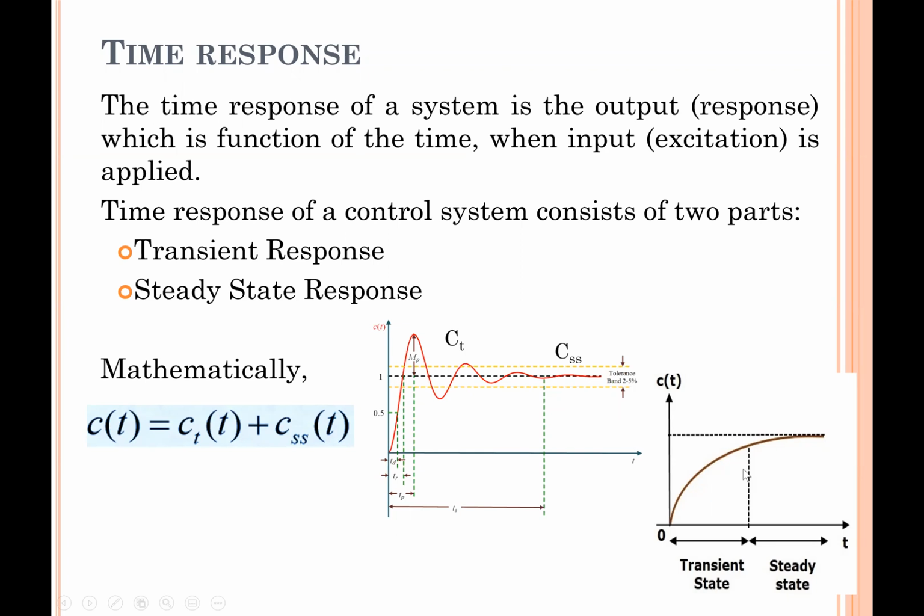उसे हम ट्रांजिएंट रिस्पॉन्स बोलते हैं. और जब वो फाइनल वैल्यू को अचीव कर लेता है, फाइनल वैल्यू को अचीव करने के बाद वो एक कांस्टेंट वैल्यू पर it goes on working, उस पार्ट को हम बोलते हैं स्टेडी स्टेट रिस्पॉन्स. Steady state means it has come to a fixed point now. Transient means it is continuously changing with time. So this is one example.